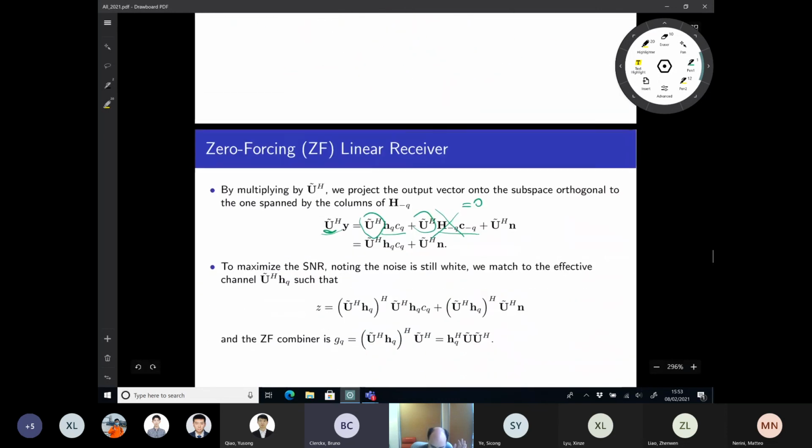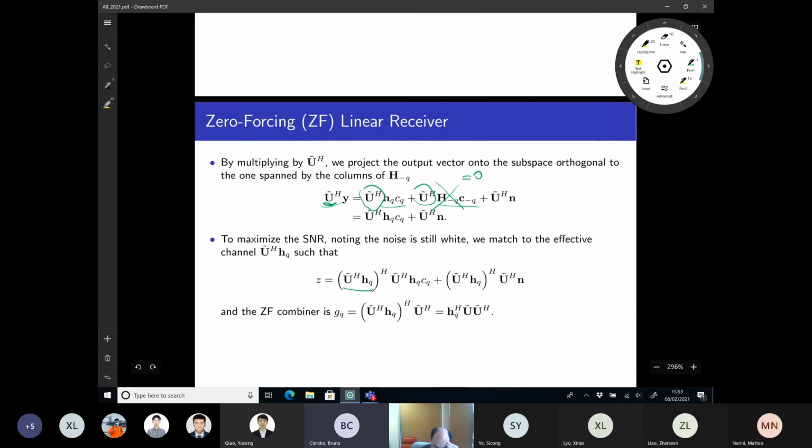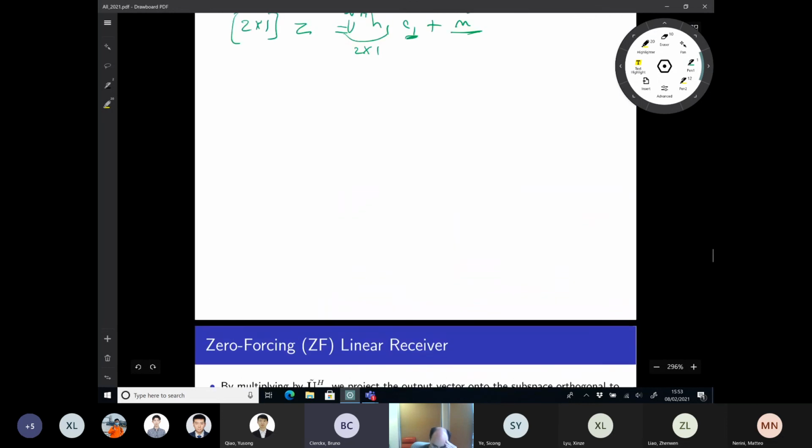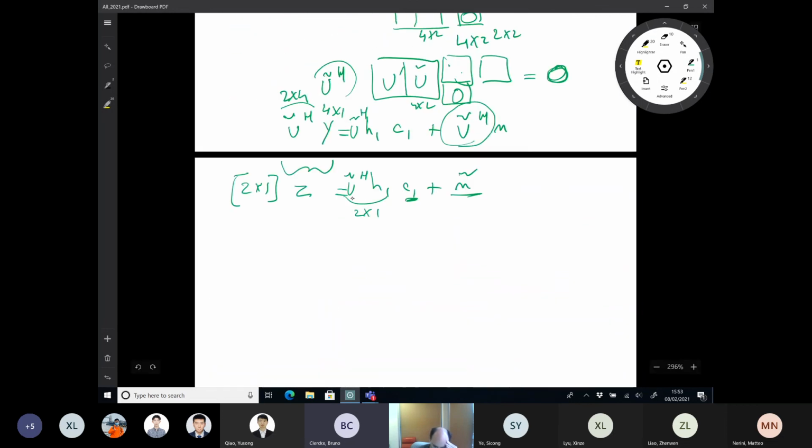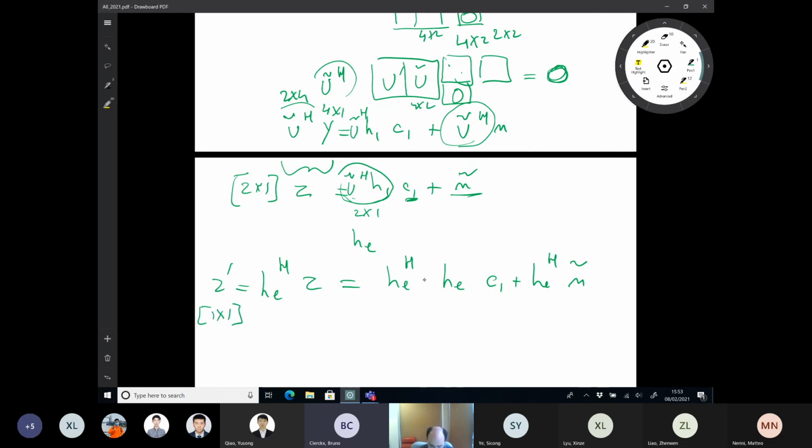So I can do MRC, and if you do MRC, what you do is you combine with your channels. Your effective channel is here. So what you do at the receiver, this is your effective channel, H effective. You do H effective Hermitian multiplied by Z, which is H effective Hermitian multiplied by H effective C1 plus H effective Hermitian multiplied by the noise. Right. This is Z prime. This is a scalar, 1 by 1.